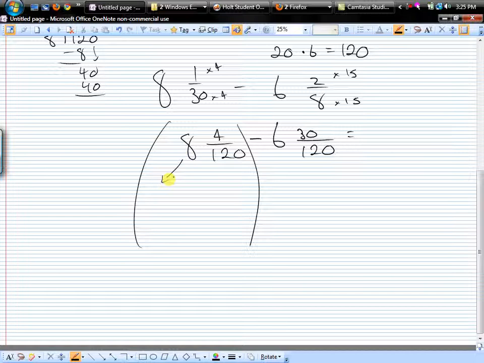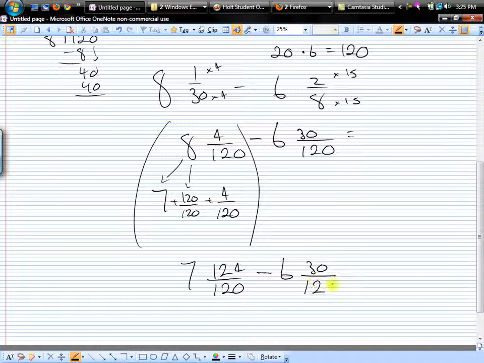So I'm going to take my 8 and I'm going to borrow 1 whole from it. So I have 7 wholes left and 120 over 120. And I need to bring down that 4 over 120. So when I finish rewriting that, I'll have 7 and 124 over 120. Okay? This improper fraction here is going to allow us to subtract 6 and 30 over 120. 124 is obviously bigger than 30, so let's come over here to the side and do our subtraction.